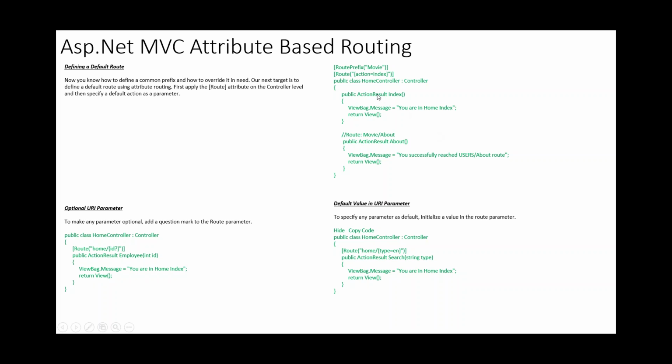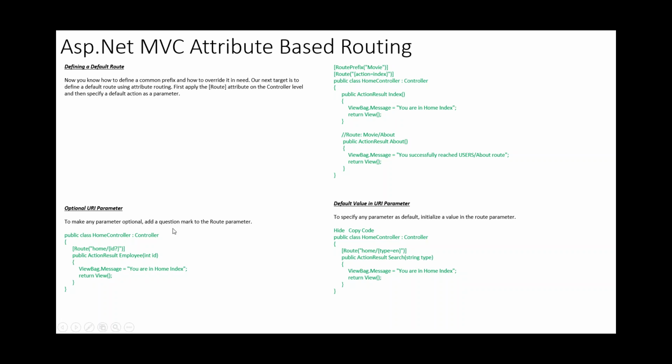Default route means whenever a request comes to this controller, say I simply type my URL slash movie, it has to render one action. What is the default action? I am defining it in my route here. If you put in curly brackets, something like this, and you say index, it means this action will be rendered. If you put about, that will be loaded.